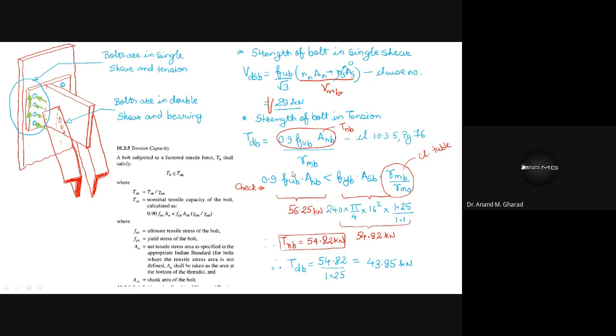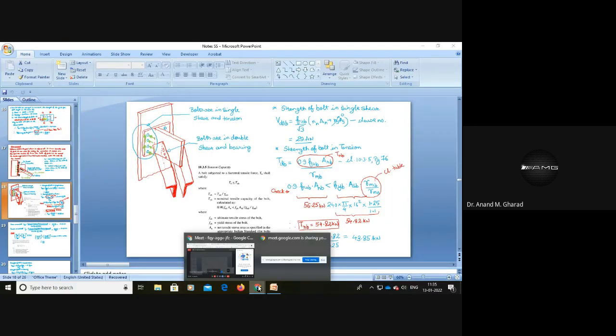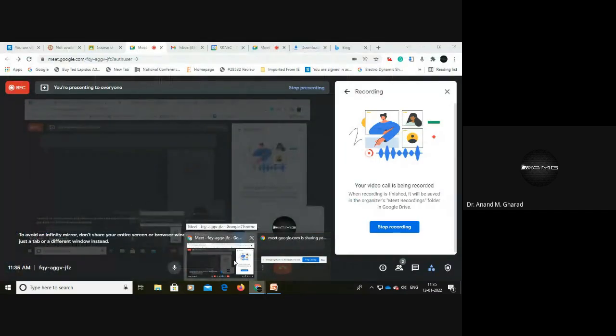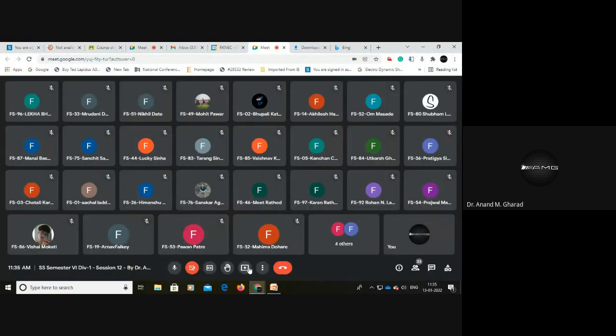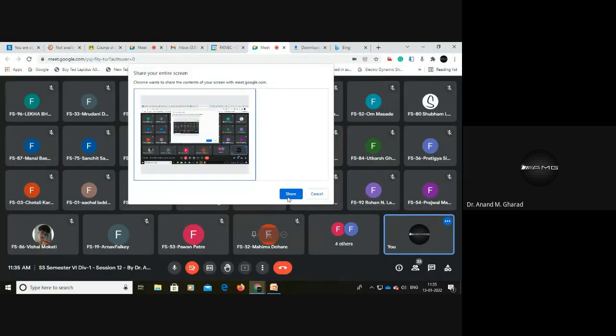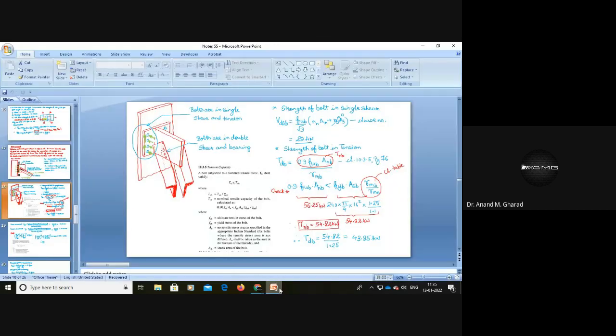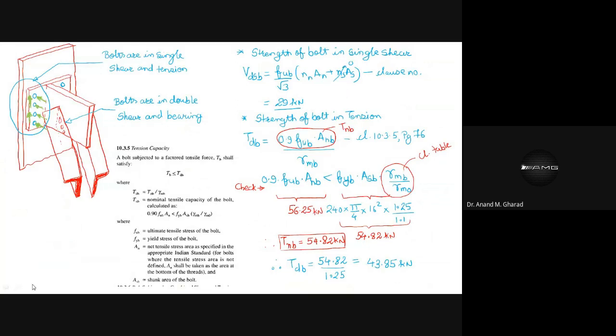Screen is not visible. Oh, sorry. I hope now it is visible. So this will be gamma MB divided by gamma MB. From that you can get the value to be 29 kilonewton. Then you calculate VDPB value.